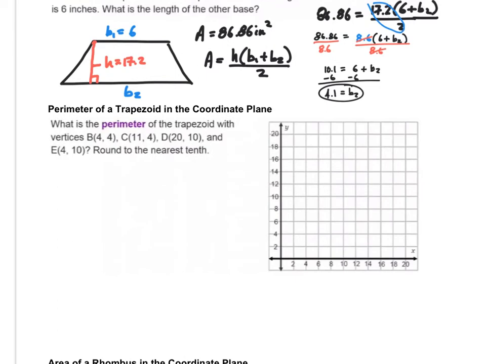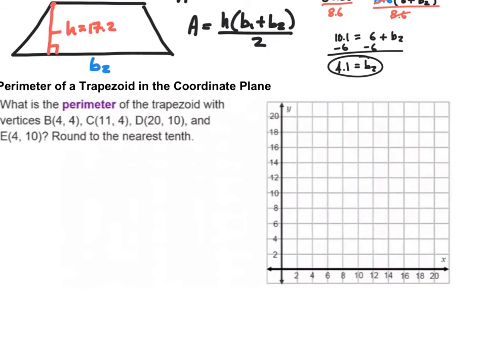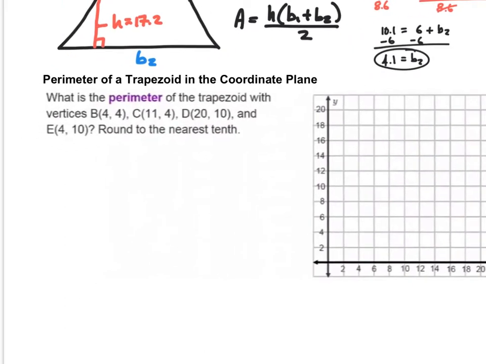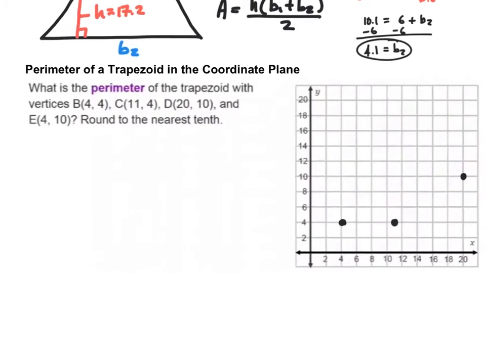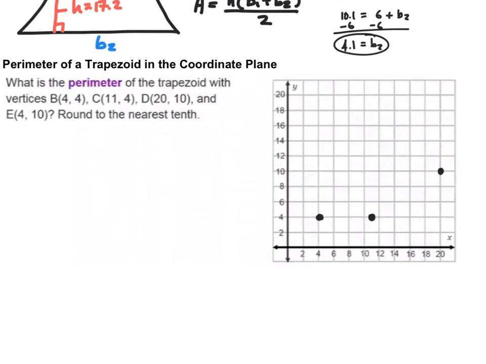Okay, let's take a look at this one. It says find the perimeter of the trapezoid in the coordinate plane. So let's go ahead and graph these points. I'm going to graph the point 4, 4, right here. Okay, I'm going to graph the point 11, 4, so right here. Okay, I'm going to plot the point 20, 10. So 20 and then 10 right here. And then the last one is 4, 10. Okay, so I've got this length of 4, 10.